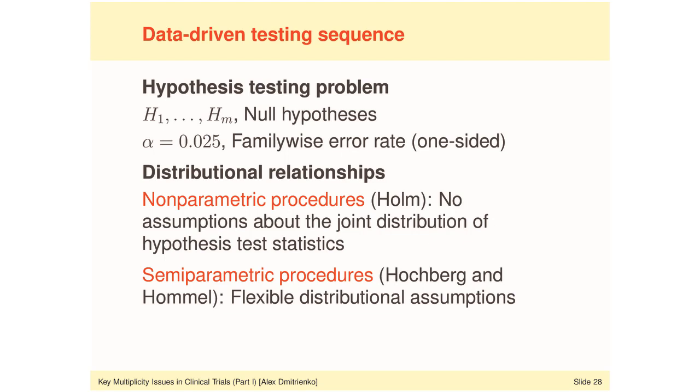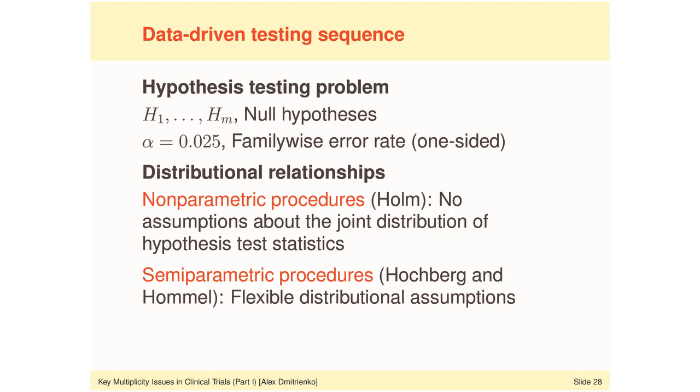This procedure is to be considered if we don't know anything about the joint distribution of the hypothesis test statistics, because as we know, procedures in the class of non-parametric procedures make no assumptions about the joint distribution. Non-parametric procedures are derived from the Bonferroni procedure that we introduced earlier in section C1.